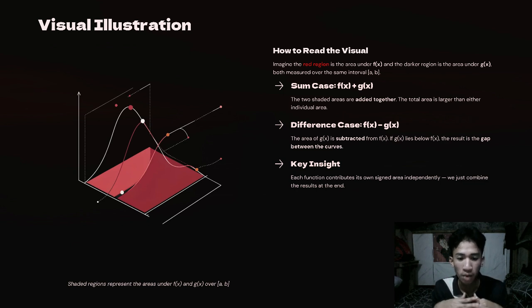The same logic applies to the difference rule. Think of it as area subtraction. If you subtract g of x from f of x, you are measuring the gap between them. And this property proves that integration respects addition. The only golden rule is a and b must remain identical for every piece of the puzzle.